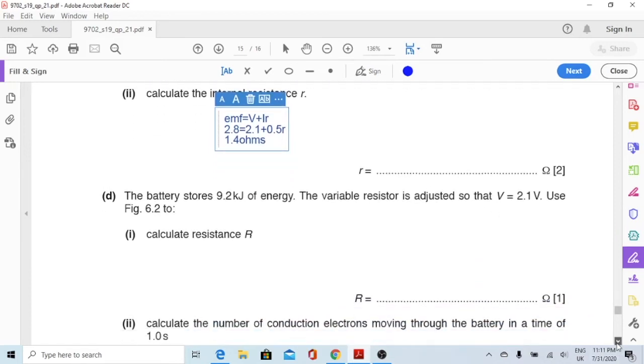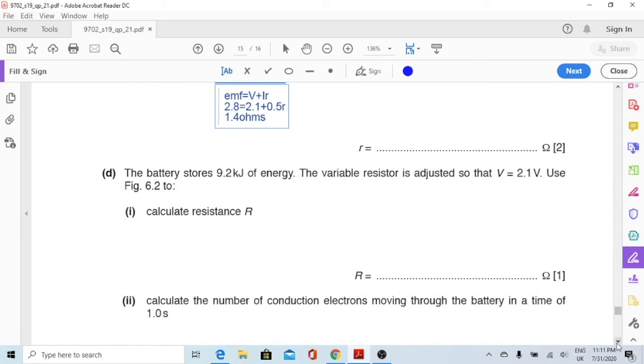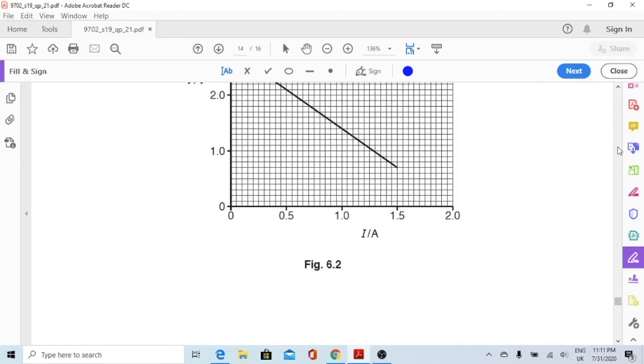Part D. The battery stores 9.2 kilojoules of energy. The variable resistor is adjusted so that V is equal to 2.1 volts. Use figure 6.2 to calculate resistance R. Now we have to make use of the graph to calculate resistance R. So at 2.1 volts, we have 0.5 amperes of current.